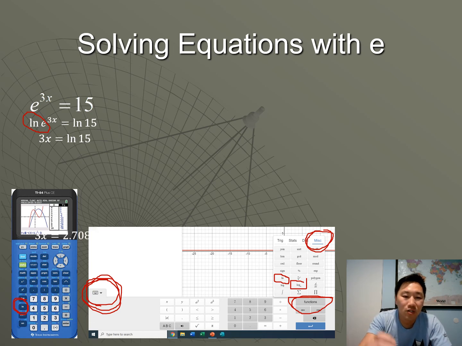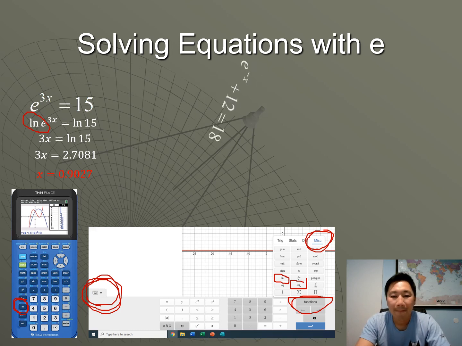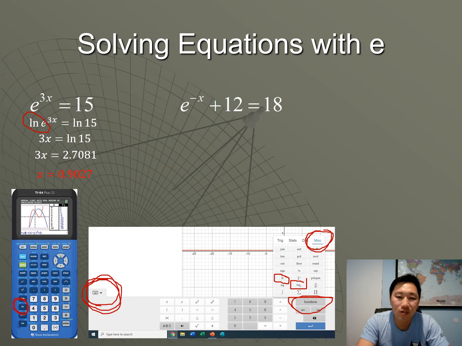All right, so punch ln of 15 into your calculator, and you should get 2.7081. Divide both sides by 3, and there's our answer. Let's do one last example for the day. All right, there it is, an e equation. Let's go ahead and get rid of that 12 first. Bring the 12 to the other side, subtracting it to the 18.